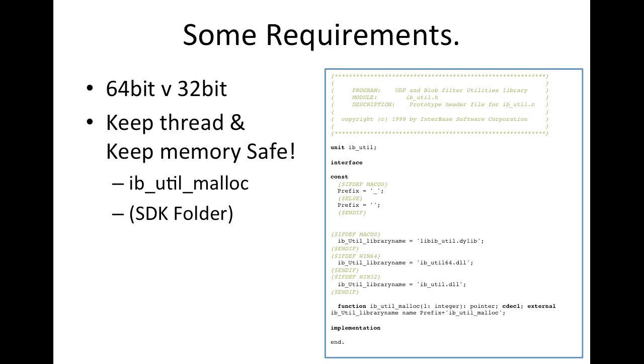You also need to make sure that you keep thread and memory safe, and this is done using the ib_util_malloc method. And to get hold of this, then you need to use the ib_util header file or pas file that's available in the SDK folder when you install InterBase. An example is shown on the screen here.